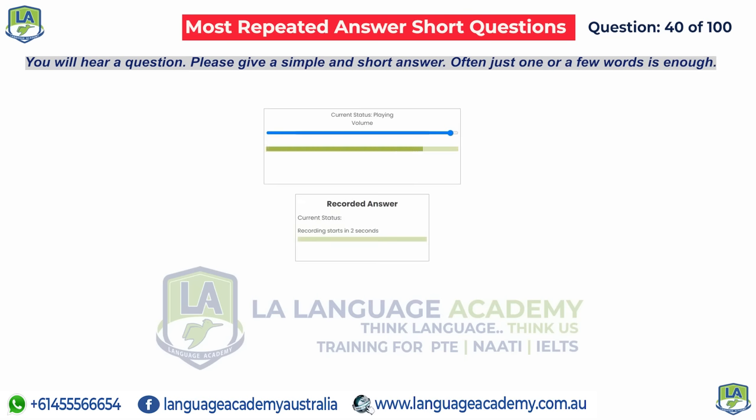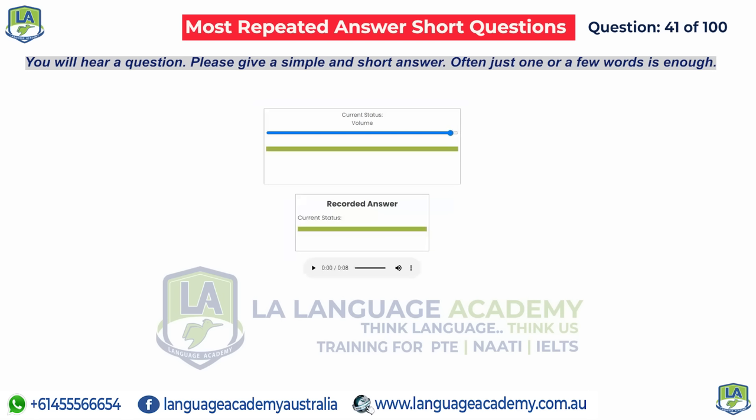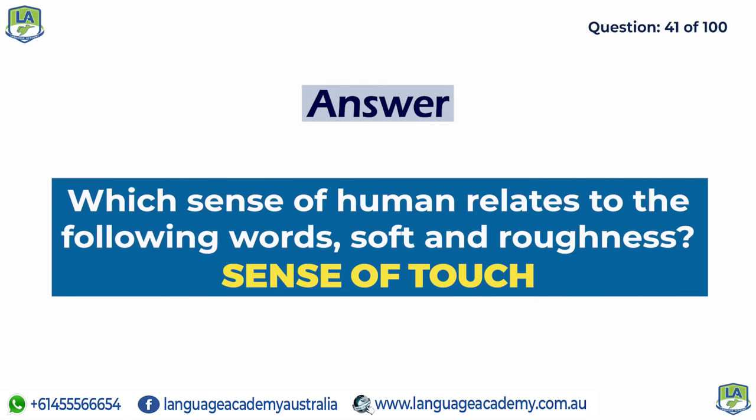What is the adjective opposite to rural? Urban. Which sense of human relates to the following words, soft and roughness? Sense of touch.